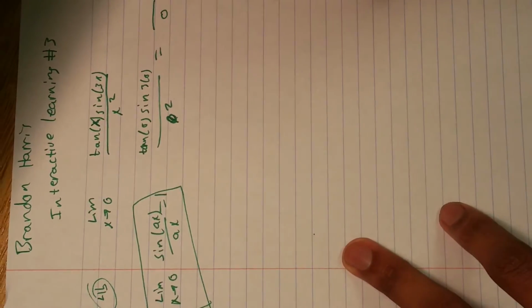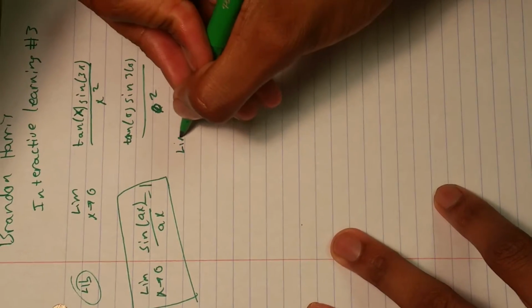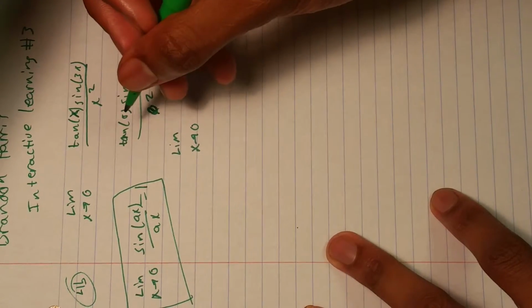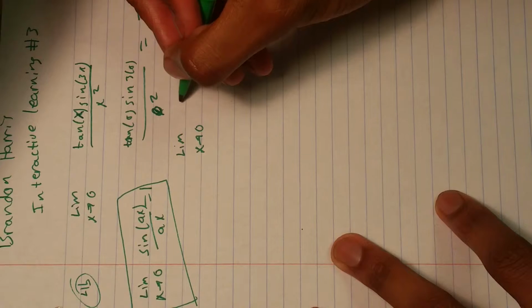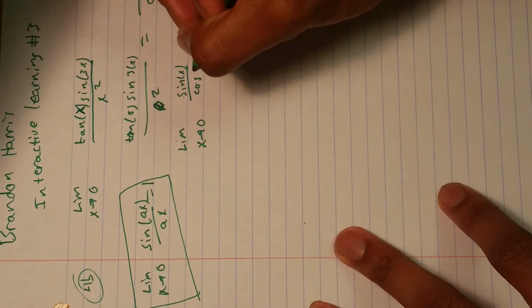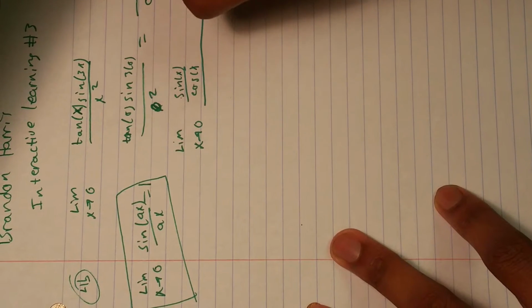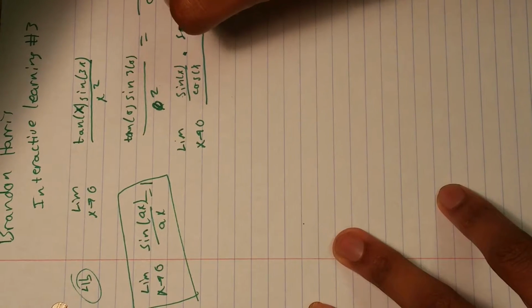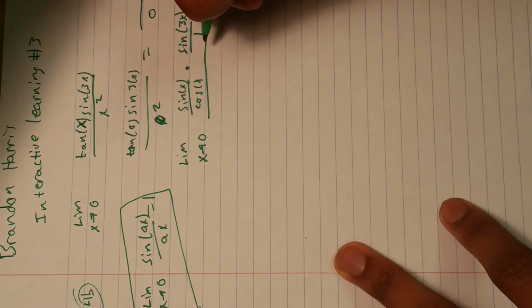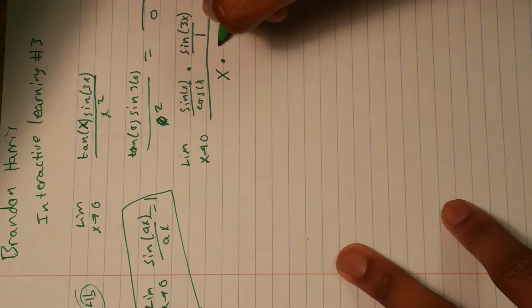So our first step will be to split up tangent of x. So we have the limit as x approaches 0. We know that tangent is sine over cosine. So it's going to be sine of x over cosine of x times sine 3x over 1. And all that's divided by x squared, which we can divide up into x times x.